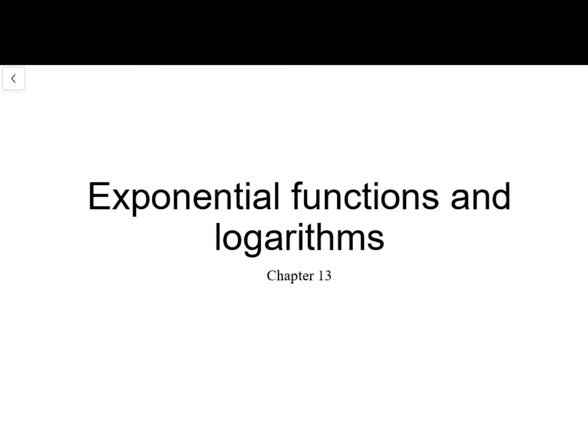Welcome to our next topic, exponential functions and logarithms, from chapter 13 of our textbook. Now we are going to be looking at what each of the functions are, how we can solve equations, how we can manipulate equations and expressions and solve inequalities and graph, but also model. So perform modeling with exponential and logarithm functions.